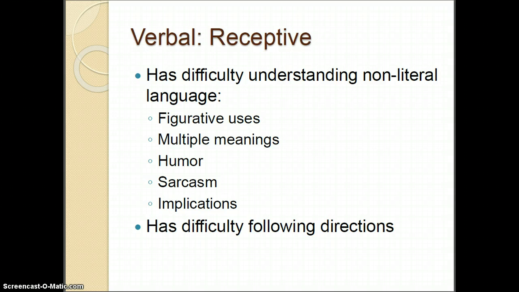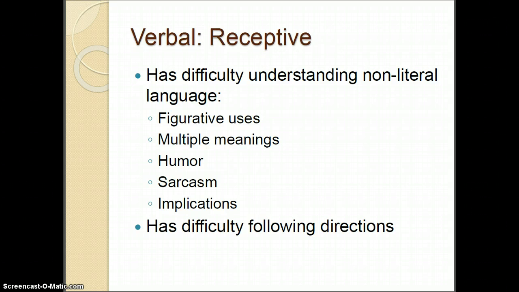Receptive language. Children on the autism spectrum also have difficulty with receptive language. They typically have difficulty understanding non-literal language. Children on the autism spectrum are typically very literal. So any part of language that involves nuance or subtlety or thinking about things in a double kind of way, something having two meanings at the same time.